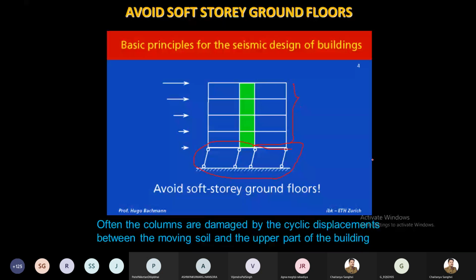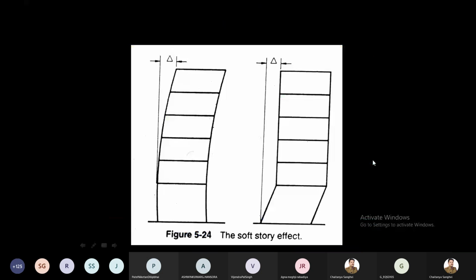Here you can see this is a regular building, and in the regular building the total deformation is delta. Now this delta is distributed at all the floor levels, right? While in the case of a soft story, what is happening? The maximum deformation is at the ground story, and almost all of it remains there. So this is known as the soft story effect.